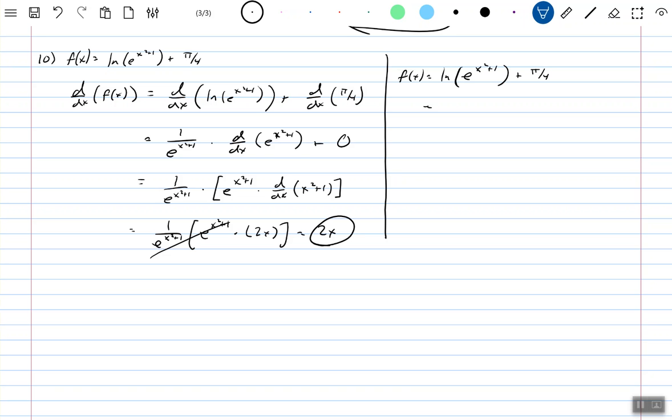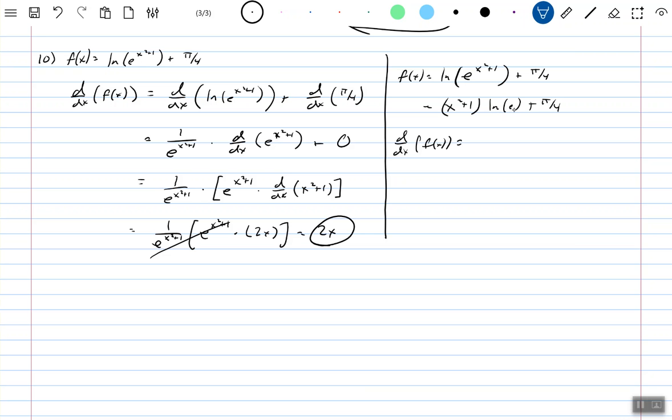Now, if you remember the properties of exponents, when we have the natural log of e raised to the power, one of the cool things with the natural log is we can pull that power down out in front. So this actually becomes x squared plus 1 times the natural log of e plus pi over 4. And so the derivative with respect to x of f of x, that was a horrible, horrible thing, is equal to the derivative of x squared plus 1 times the natural log of e. But what is the natural log of e?